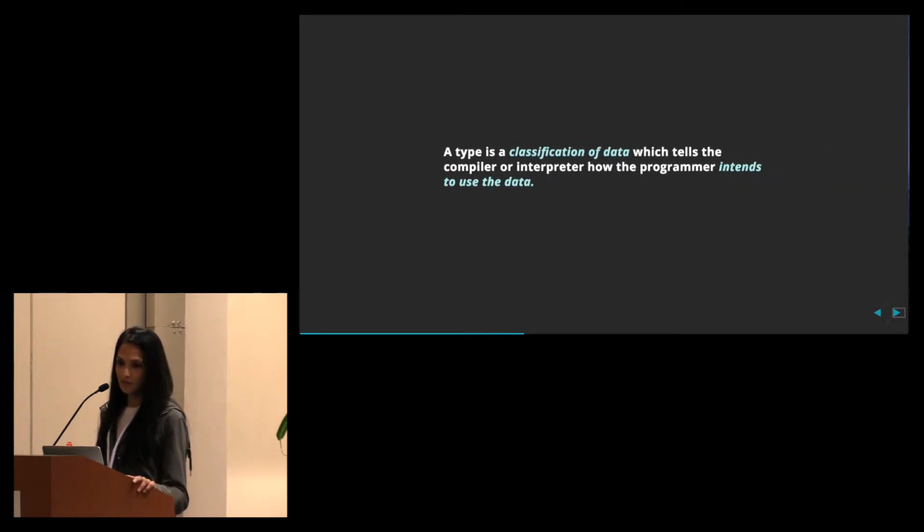Second building block, types. This is not something we really have in JavaScript, but I'm going to say that it does make code easy to reason about because we do have tools that allow us now to add types to JavaScript. So what is a type? A type is a classification of data which tells the compiler or interpreter how the program intends to use the data. So it basically defines the set of inputs and outputs.